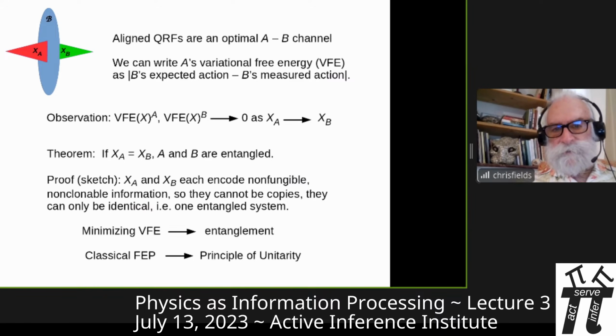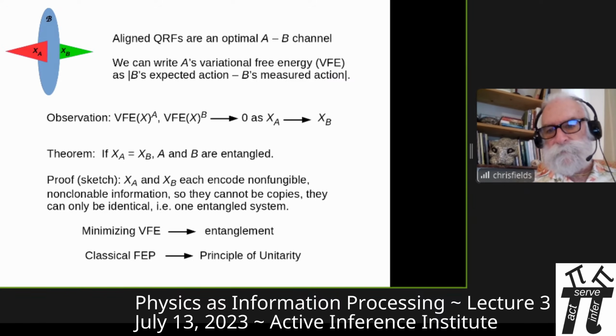Now, if we look at this diagram, we can see easily that the way to minimize the variational free energy and therefore maximize predictive capability is for these two QRFs to actually be the same. So if A is doing the same thing to the boundary that B is, A can predict B's next action perfectly because B is going to do whatever A is doing.